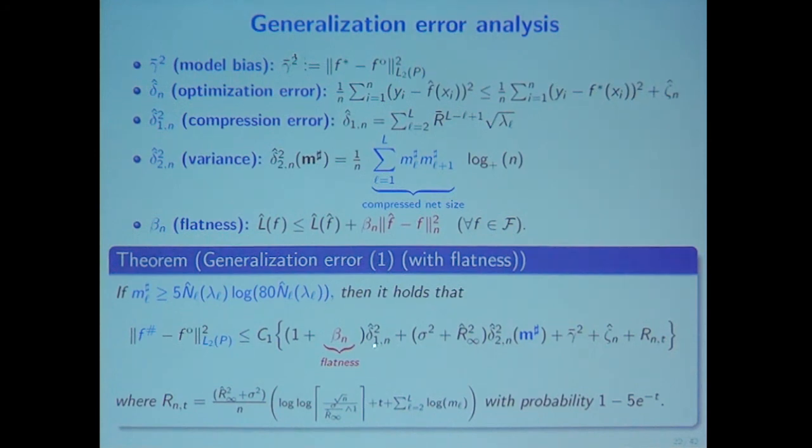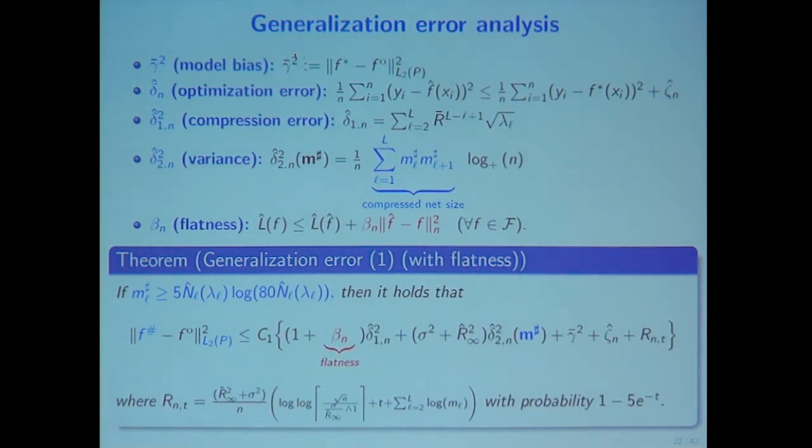The first term is denoted by delta 1n, which is defined by this. So delta 1n is the approximation error bound. The second term, delta 2n m sharp, is defined like this. This is the number of parameters of f sharp divided by sample size. The first term is the bias term, and the second term is the variance term. So there is some trade-off between the bias and the variance.